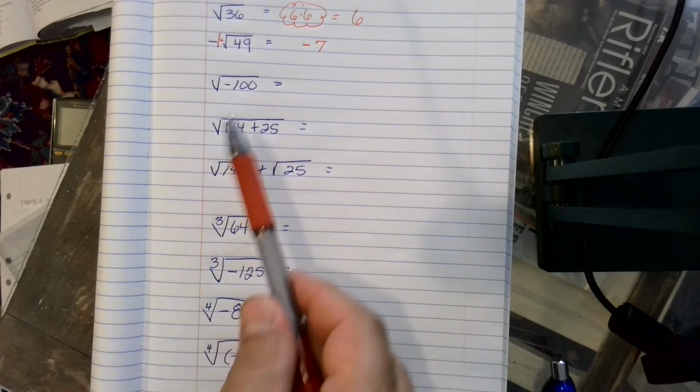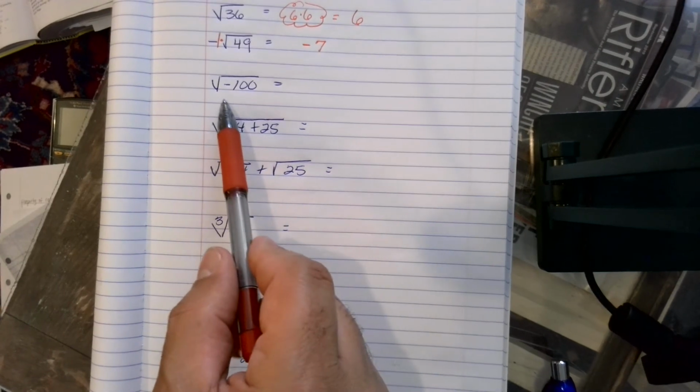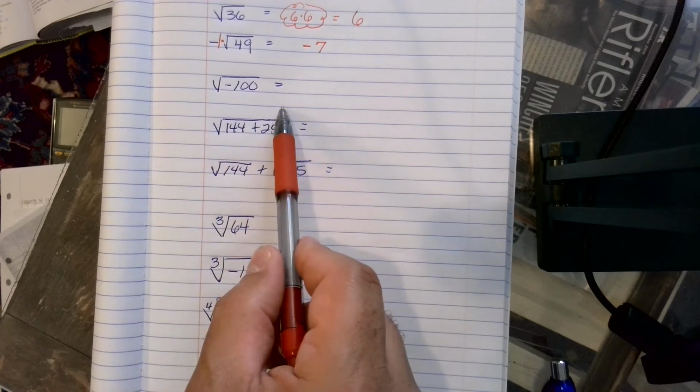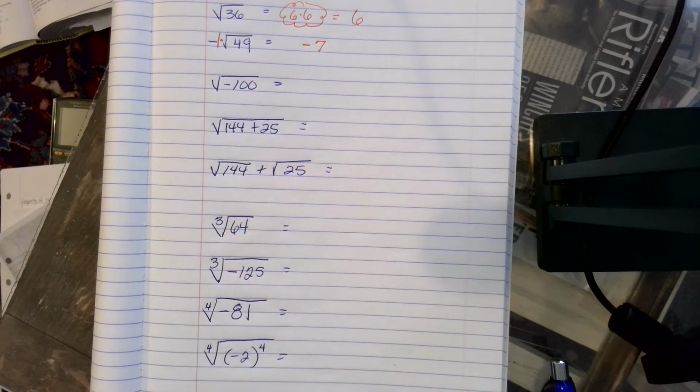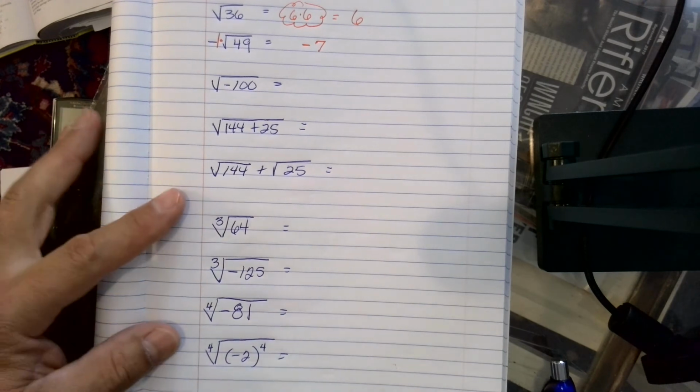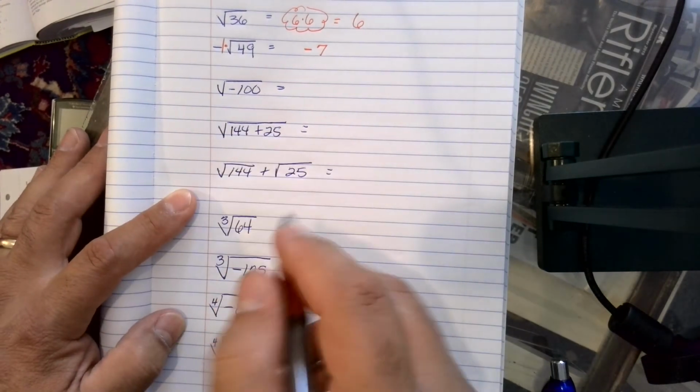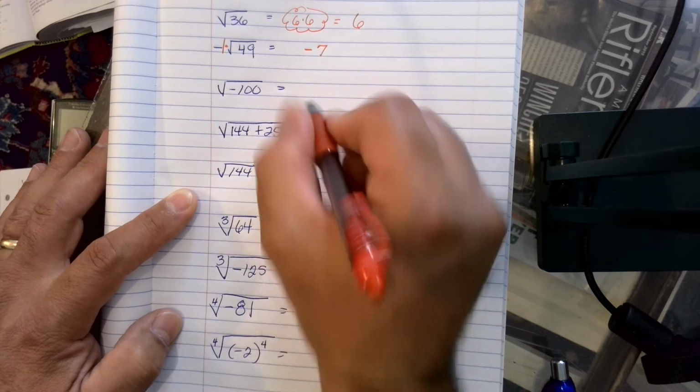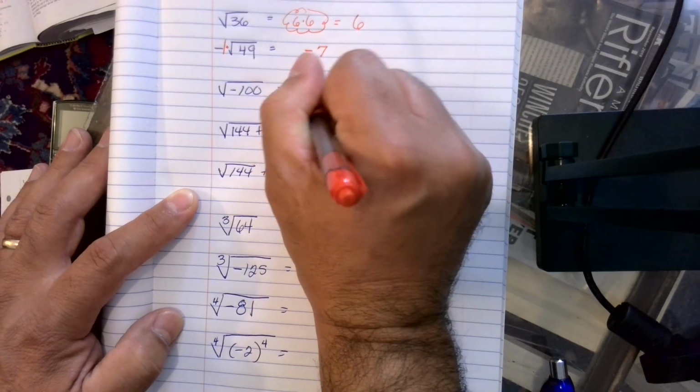In this example, the negative's on the inside. So this, again, is saying what times what will give me a negative 100, but the two values have to be the same. And there are no two values that are the same that'll give me a negative 100. So this is not a real number.